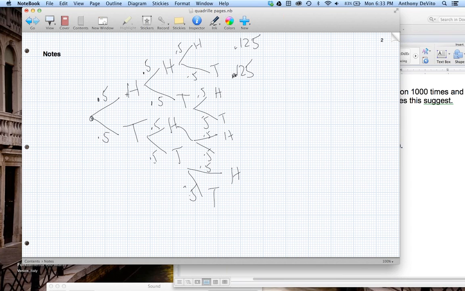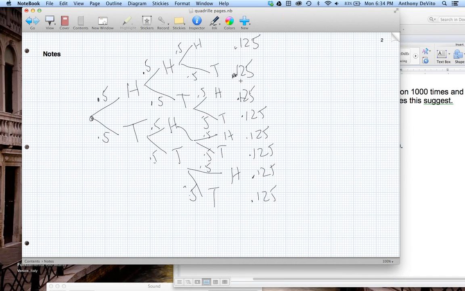How about heads, tails, heads? That's 0.125. And heads, tail, tail is 0.125. Tail, heads, heads is 0.125. Tail, head, tail is 0.125. Tail, tail, head is 0.125. And tail, tail, tail, 0.125. All of these have equal probability outcomes.